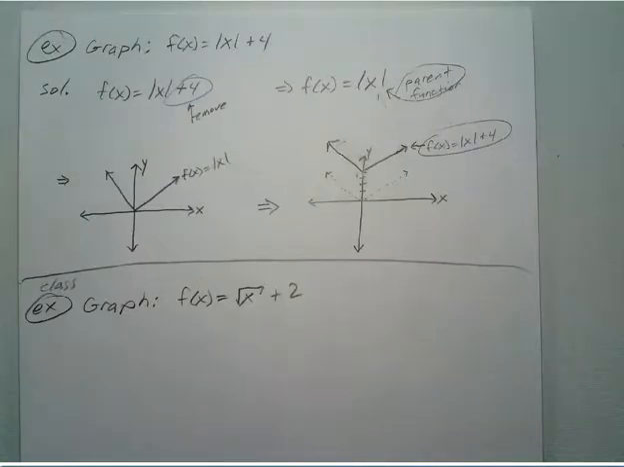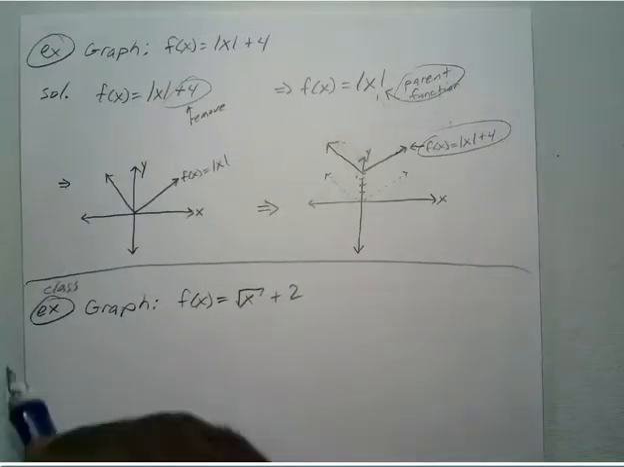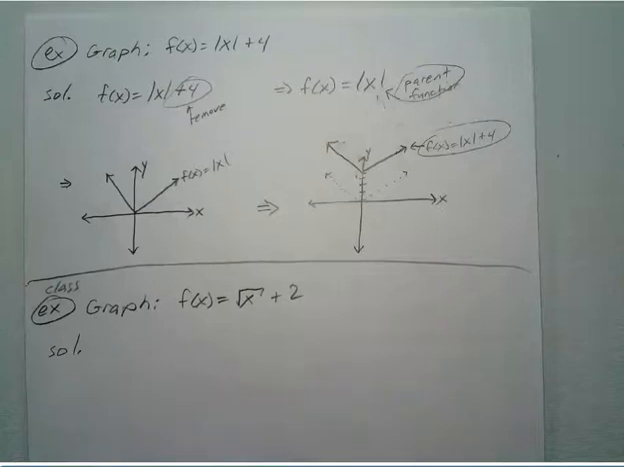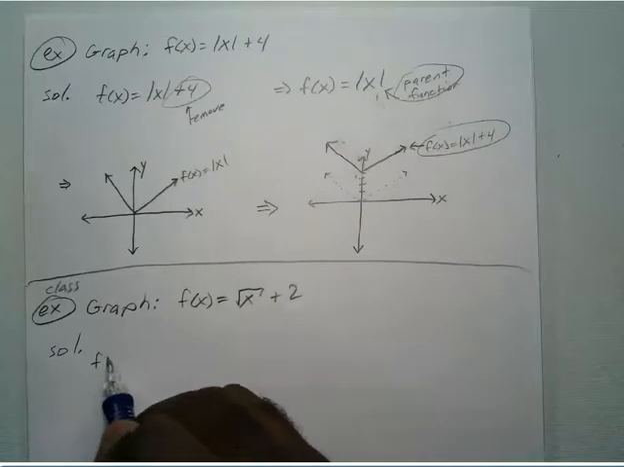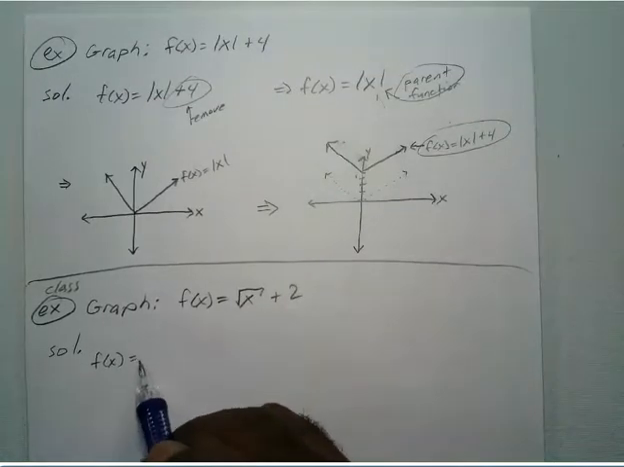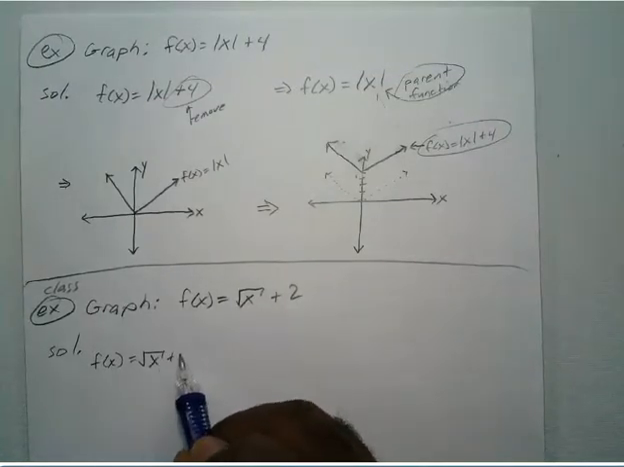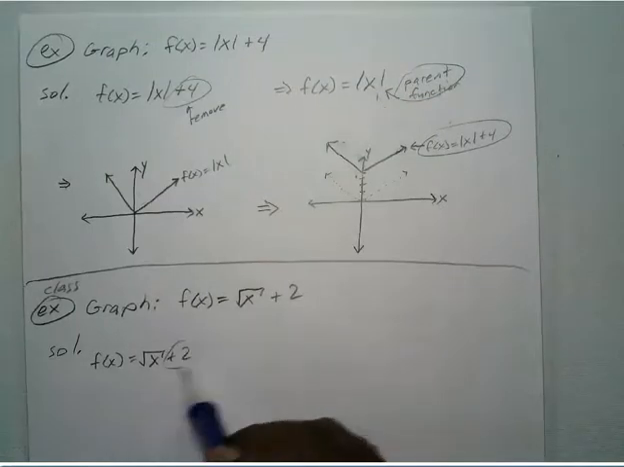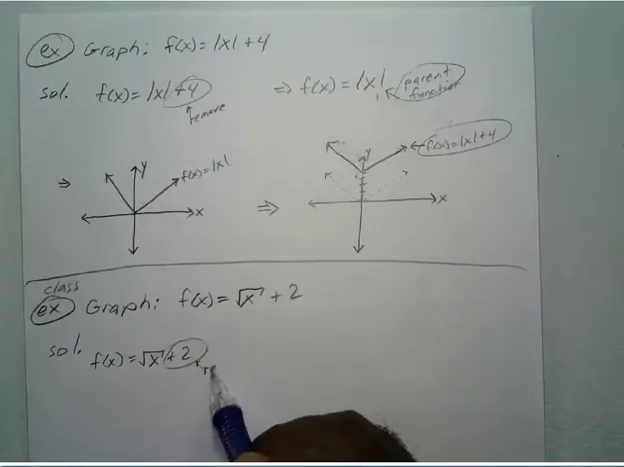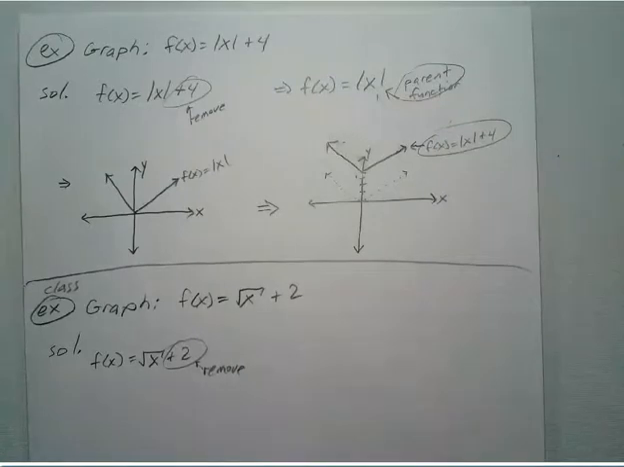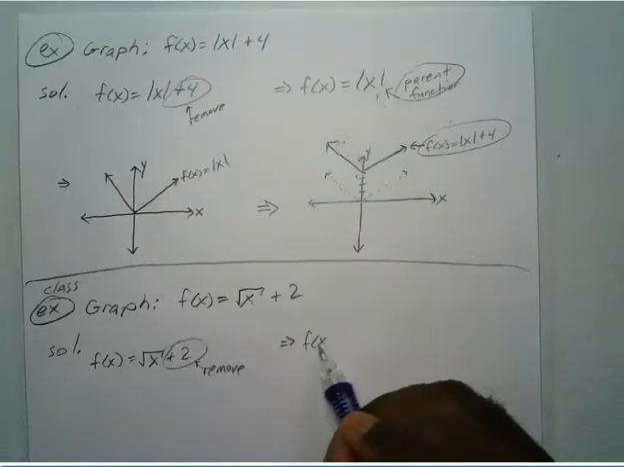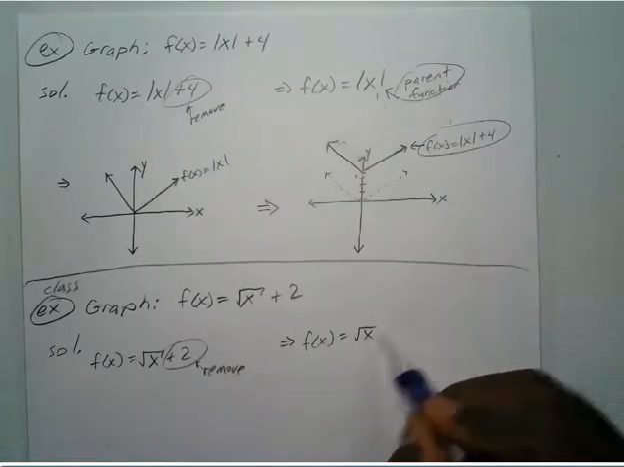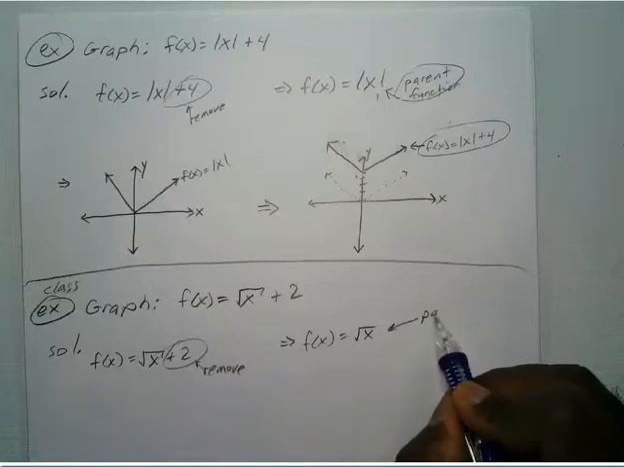Alright, so I'm assuming you've already pressed pause and you have worked this problem out. So let's go ahead and work this one out. Okay, so we have f of x equals square root of x plus 2. First thing you have to do, remove all the constants. And that will give us f of x equals square root of x, which is our parent function.